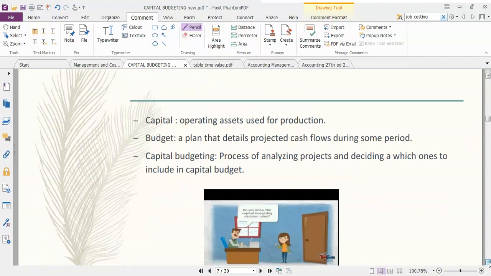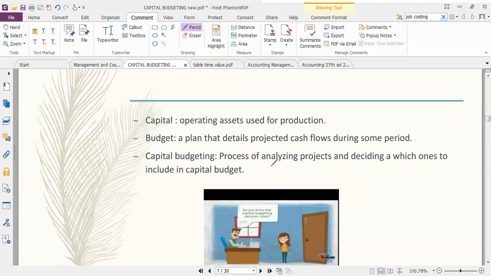Budget is a plan that details projected cash flow during some period. How much does the business need to have? How much is the amount for doing the production, doing the business? That is the budget. Capital budgeting is the process of analyzing the project, whether the project will give you profit or loss if we invest in it. That's why in all businesses, you should know how to do capital budgeting.